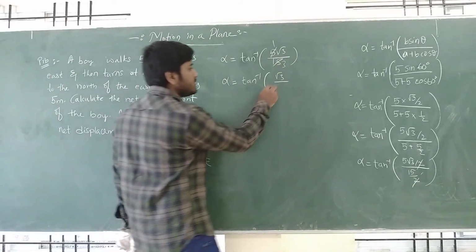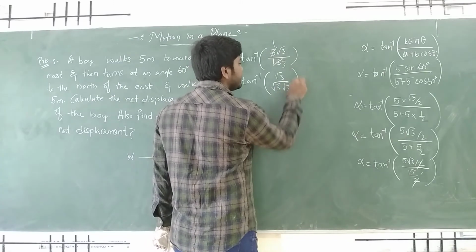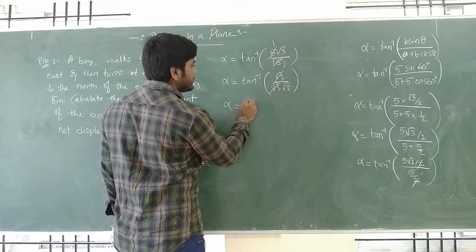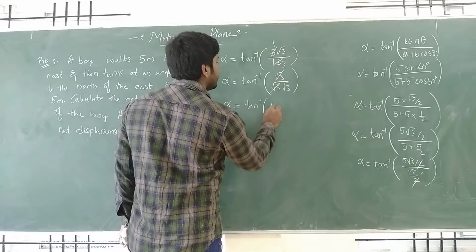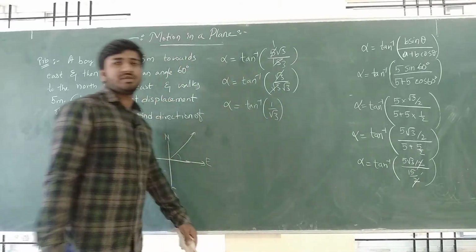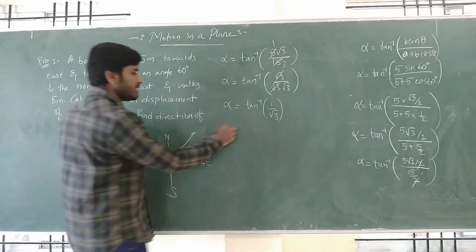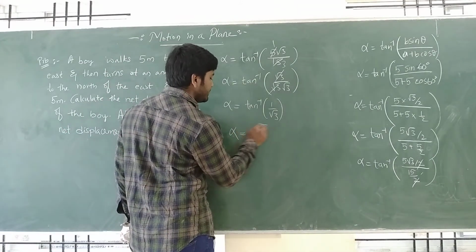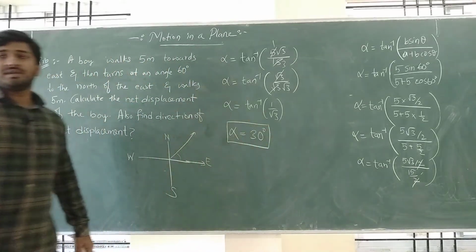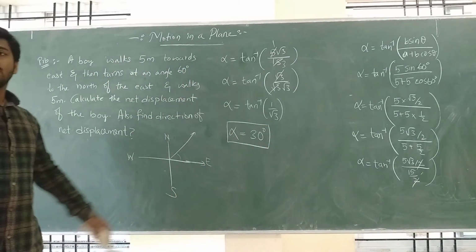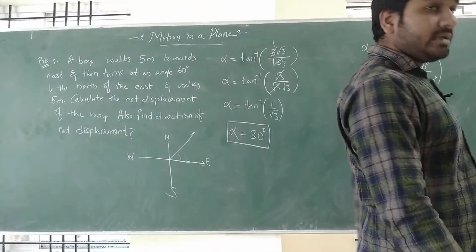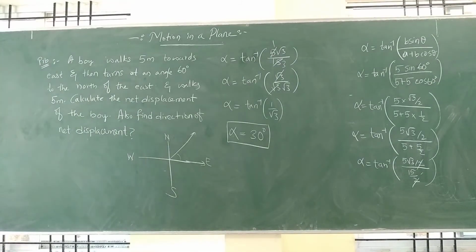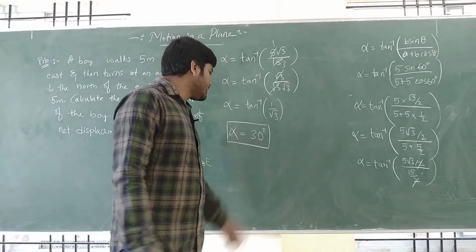3 can be written as root 3 into root 3. So this root 3 cancels. So finally alpha is equal to tan inverse of 1 by root 3. If you see, tan inverse of 1 by root 3 is when the angle is 30 degree. Tan 30 degree is 1 by root 3. Just go and see, tan 30 degree is 1 by root 3. So finally you got this answer.